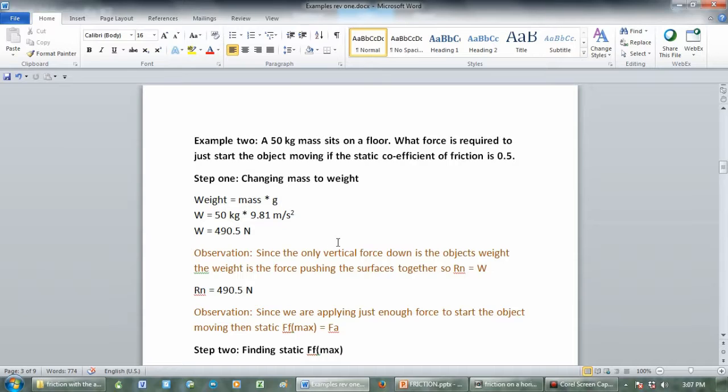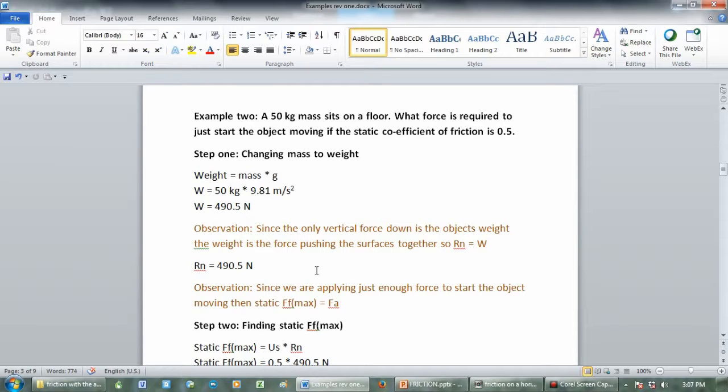Observation. Since the only vertical force down is the object's weight, the weight is the force pushing the surfaces together, so the normal reaction force Rn equals the weight. Rn therefore equals 490.5 newtons.